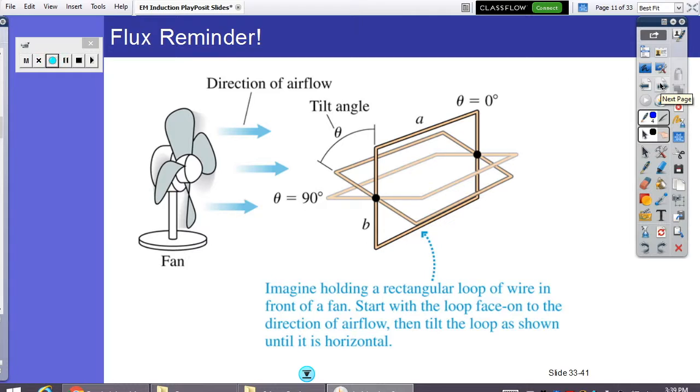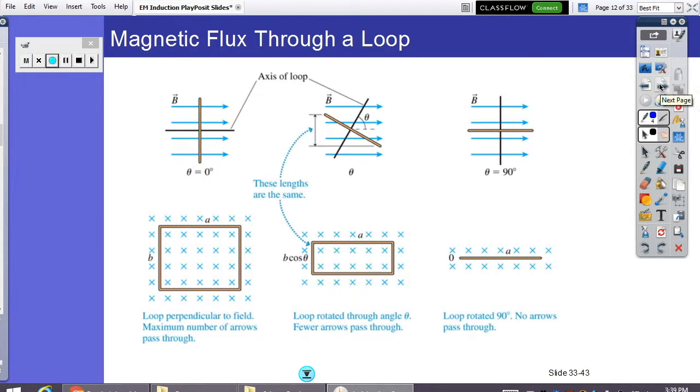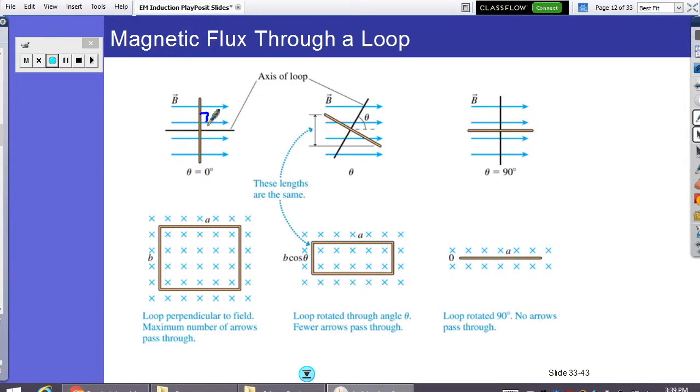In order to figure out why and in what direction and how much, we've got to go back and rely on flux. So a quick little reminder of how we calculate flux. We used to do this for electric fields, now we're doing it for magnetic fields. If your field is perfectly perpendicular everywhere to your loop, your flux is just B times A, your area.